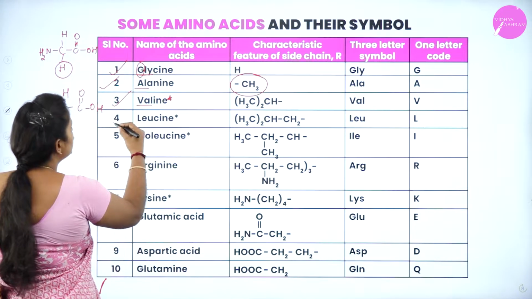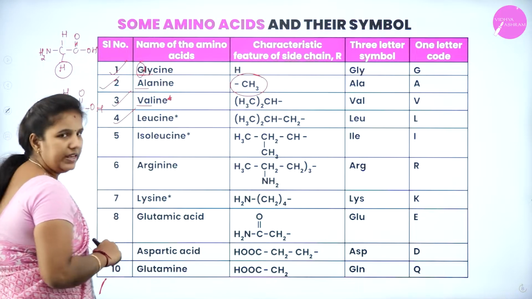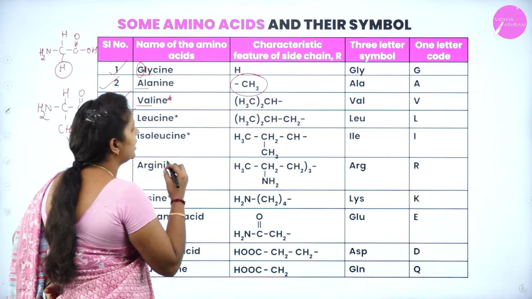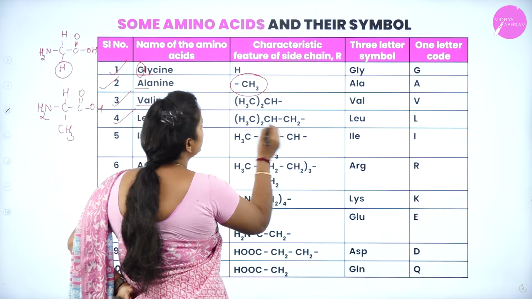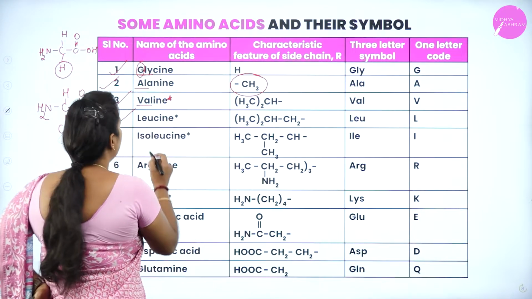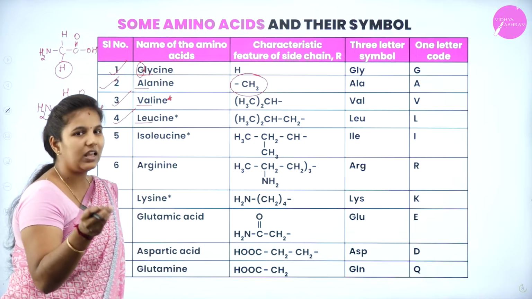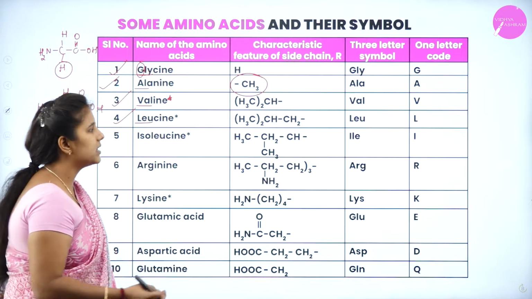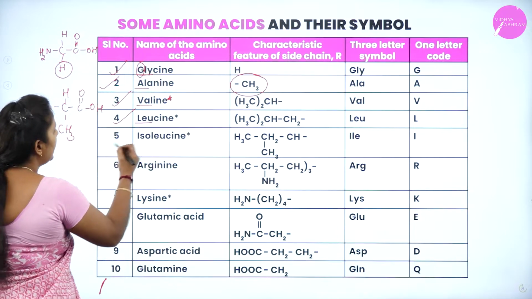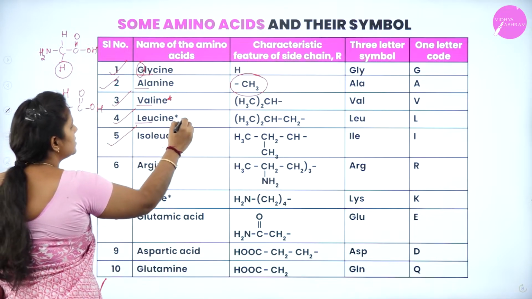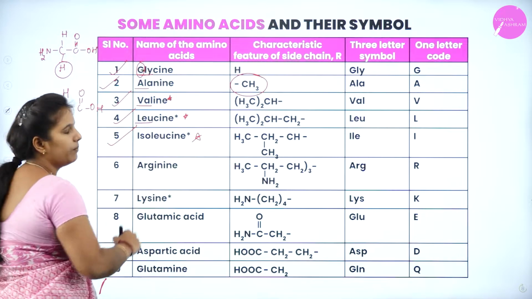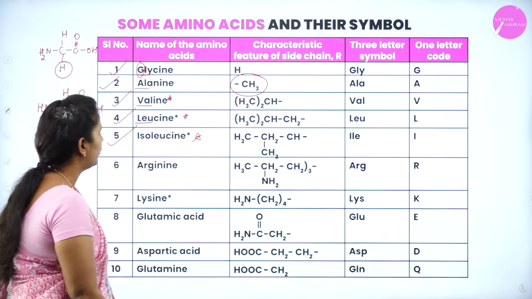Next is leucine, and the variable group will be CH3 twice, CH and CH2. The first 3 letters will be taken as the 3-letter word LEU, and the capital letter L is for leucine. Then isoleucine. This is also very important from your examination point of view.